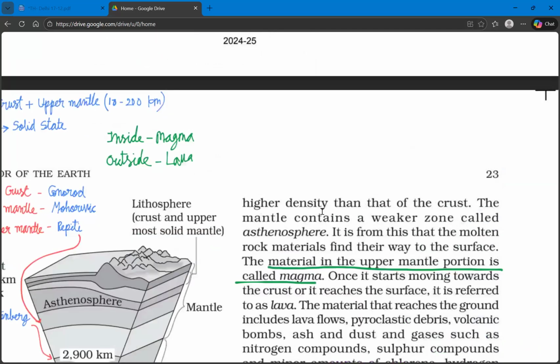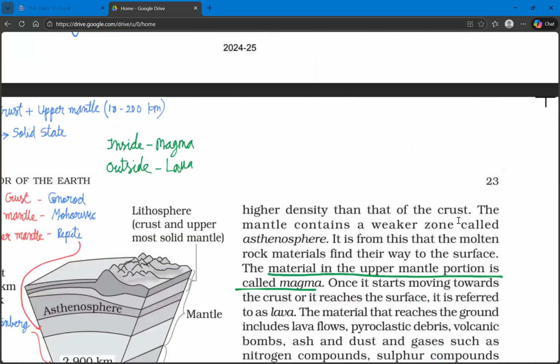The layer below the solid crust is mantle. It has higher density than that of the crust. From the indirect sources, we have learned that as we go from the surface to deeper depths, the density of the material increases. The mantle contains a weaker zone called asthenosphere. It is from this that the molten rock materials find their way to the surface.